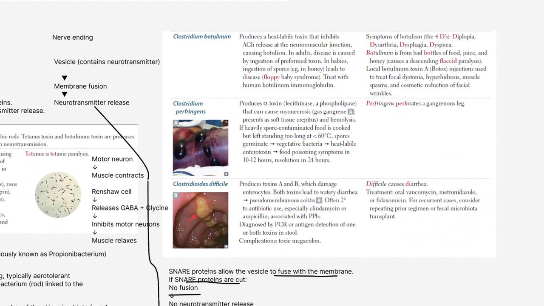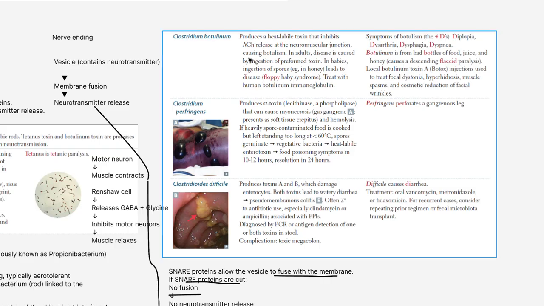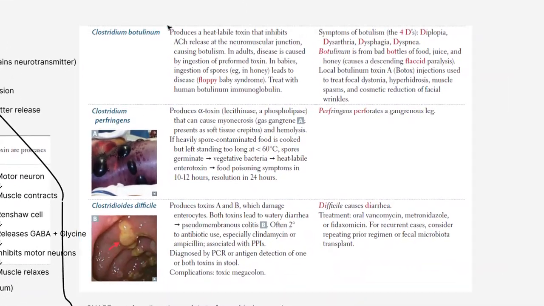We now move on to Clostridium botulinum, right? Now, Clostridium botulinum, a big picture. It's a gram-positive rod. This is also spore forming, and we know that Clostridium is anaerobic. It produces the most potent toxin known. This is a very, very potent toxin, right?